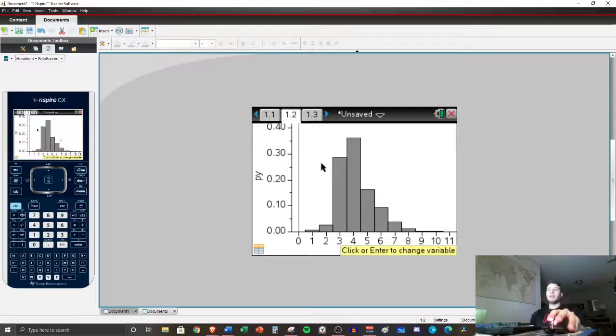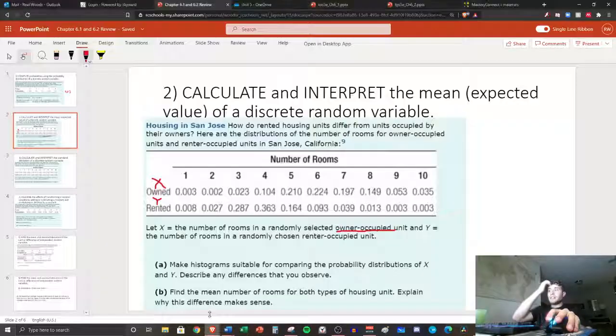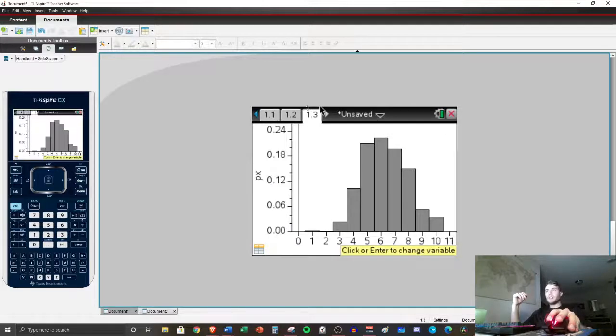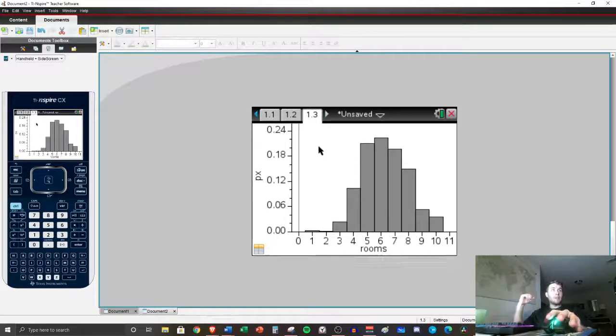But then we have rented here, and you can see it's skewed to the right. Okay. So in the problem, it says to describe any differences you observe, and we're seeing the symmetric versus skewed distributions here. Now what it wants us to do is find the means. So how do we find the means of these distributions?